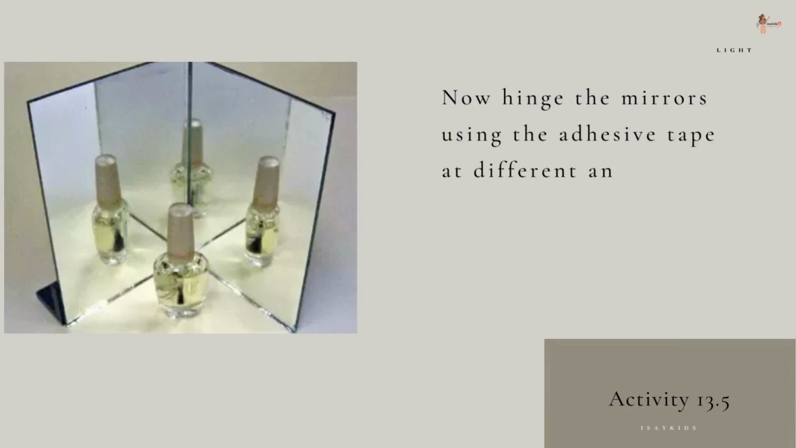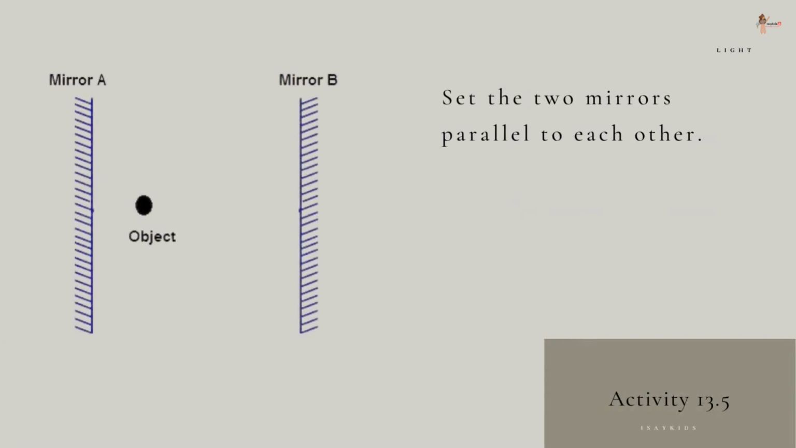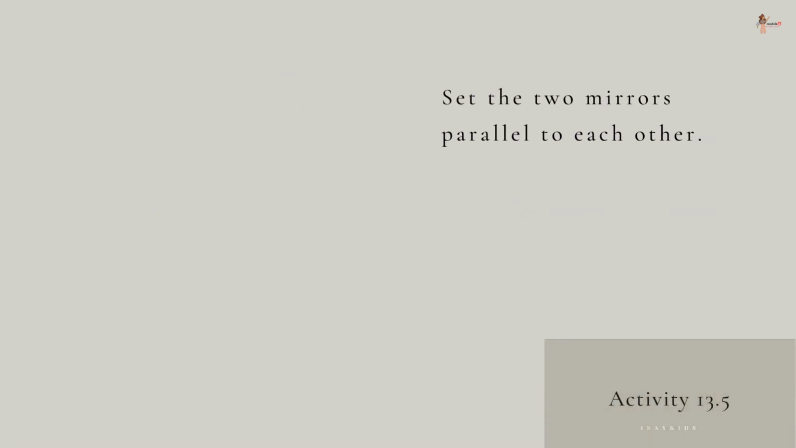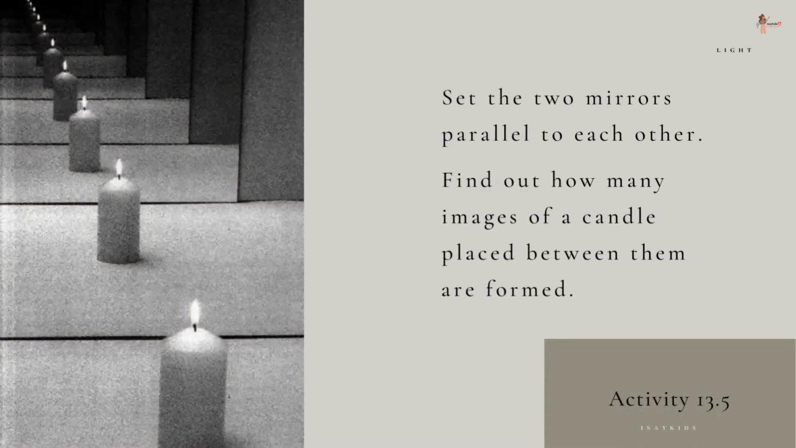Now hinge the mirrors using the adhesive tape at different angles, say 45 degrees, 60 degrees, 120 degrees, 180 degrees, etc. Now place some object in between them. Note down the number of images of the object in each case. Finally, set the two mirrors parallel to each other. Find out how many images of a candle placed between them are formed.